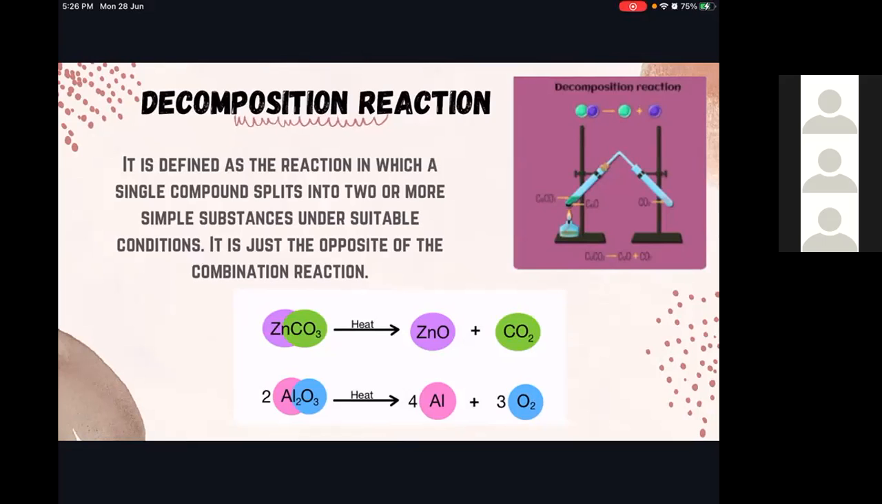And here she has shown copper. See, you can observe the blue color. So here is the decomposition of copper carbonate into copper oxide and carbon dioxide.